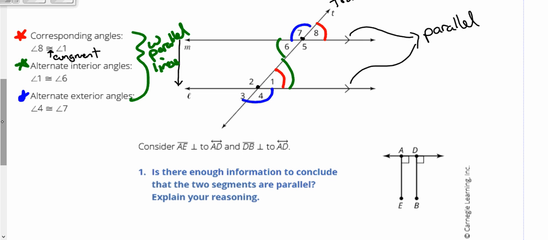All right, so just a real quick rundown here. Basically, if you can slide a line and it stays congruent as you slide, which means the slopes stay the same, then you can conclude that the two segments are parallel. So in this case, it says, is line segment AE perpendicular to AD? So this little symbol here means perpendicular.